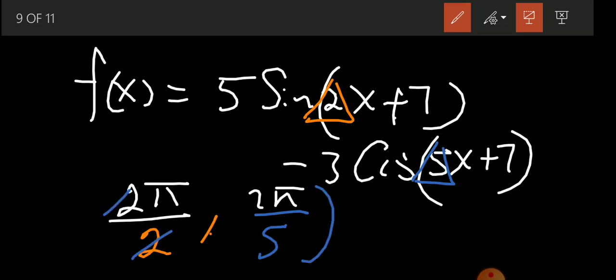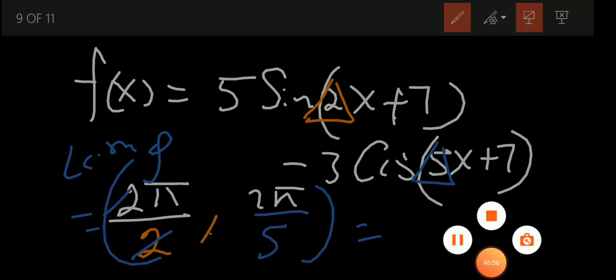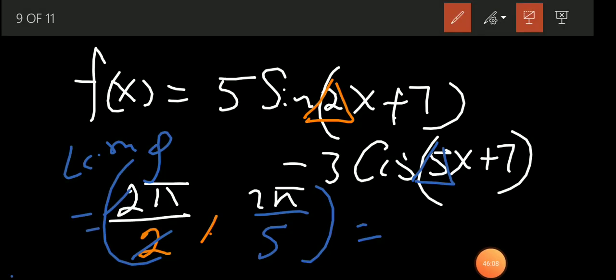So what we have to find is the LCM of pi and 2 pi by 5. So think about it. Are you getting this? Pi and 2 pi by 5. So what will the LCM be?